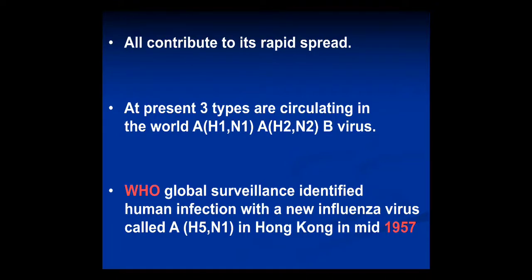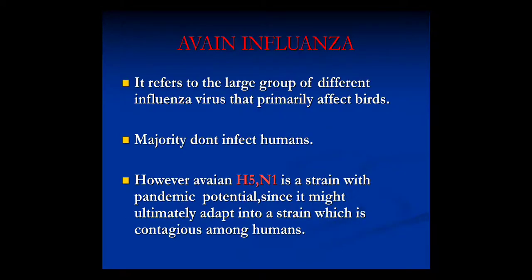At present, there are 3 types of circulating influenza virus, that is H1N1, H2N2. The H1N1 is an A virus, H2N2 is a B virus. Okay. So WHO Global Surveillance identified human infections with a new influenza virus called H5N1 in Hong Kong in 1957.